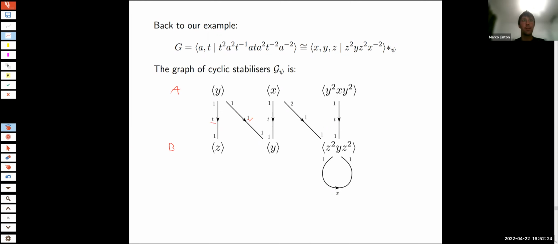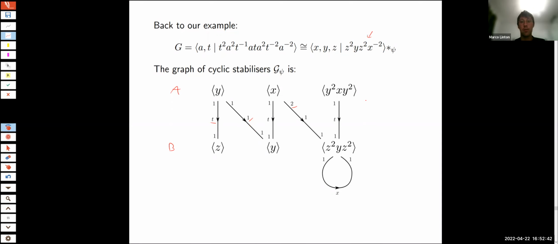So Y is conjugate by 1 to Y, and X is conjugate by 1 to this, because, X squared, sorry. This is the index here. So X squared is conjugate to this word. You can sort of see that directly in the relator.